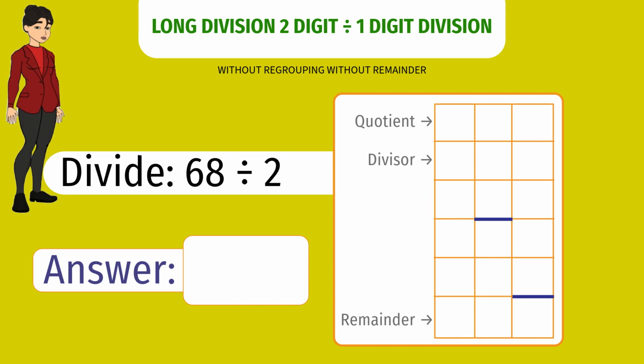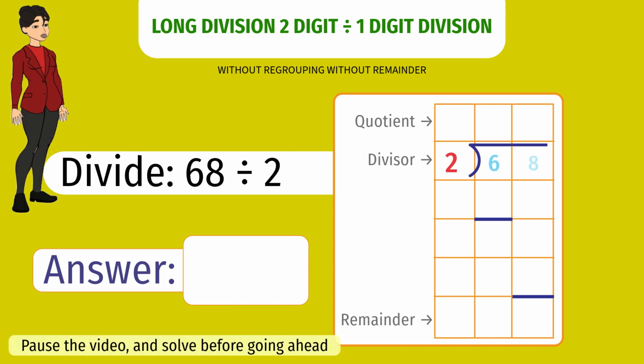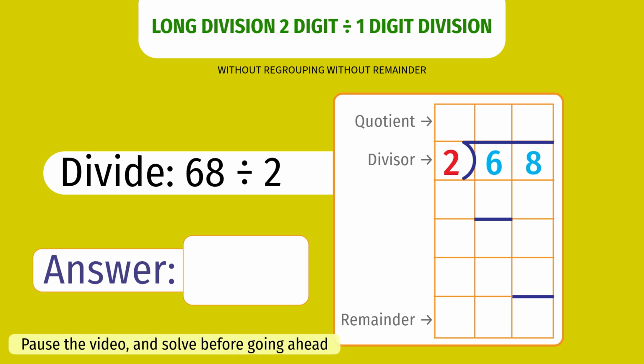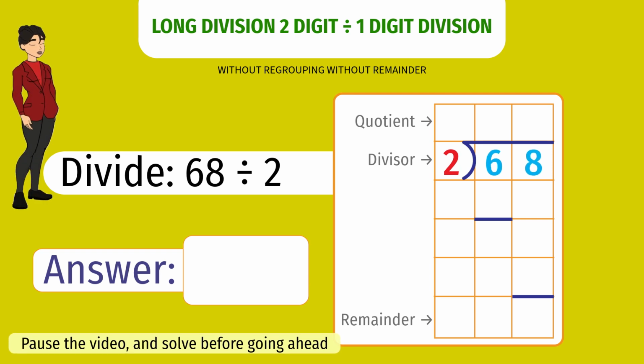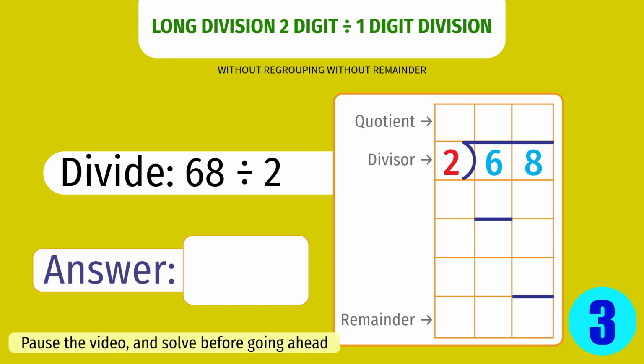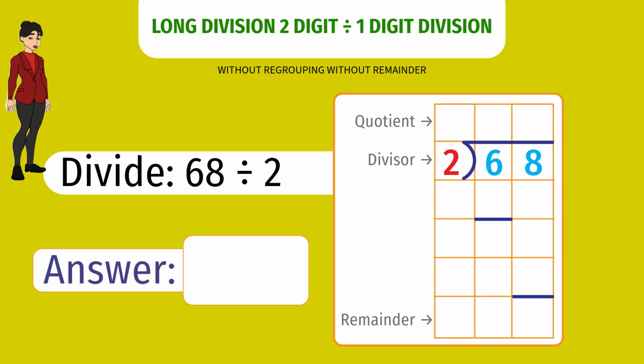Long division. 2-digit by 1-digit numbers. Divide 68 by 2 by long division. Before you start, remember, 68 is the dividend and 2 is the divisor.